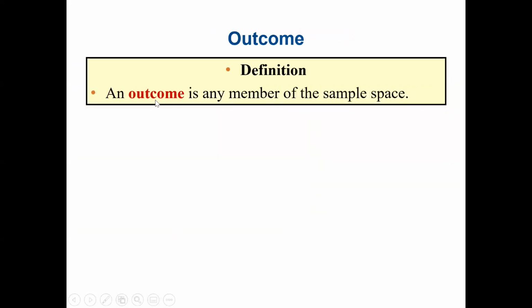So what is an outcome? Here we say an outcome is any member of a sample space. Again, we said the sample space is the total possible distinct outcomes of an experiment, like tossing a coin. The total distinct outcomes for tossing a coin are either the head or the tail. So head is one outcome, tail is another outcome. The possible outcomes for this experiment, tossing a coin, are head and tail, which is the sample space.